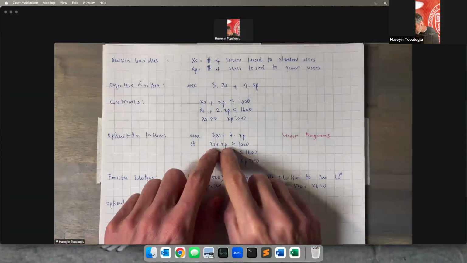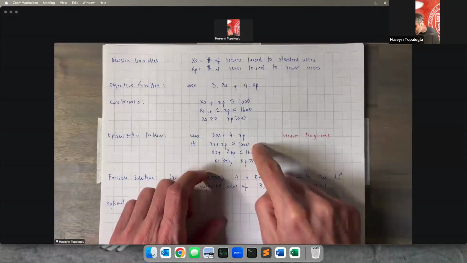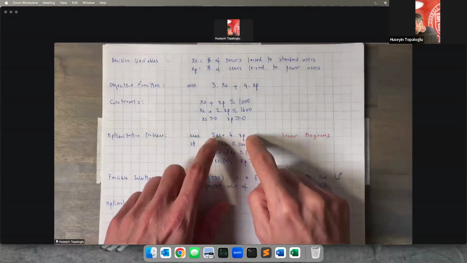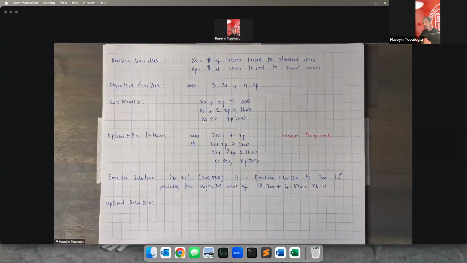So an XS, XP pair, among all the feasible XS, XP pairs, the one that gives us the largest possible objective value is the optimal solution. And when we solve an optimization problem, we're interested in identifying the optimal solution among all the feasible solutions, which is the one that gives us the largest possible objective value.